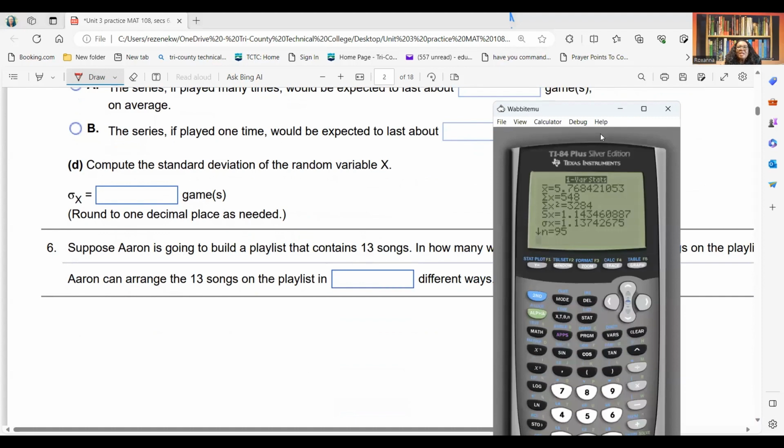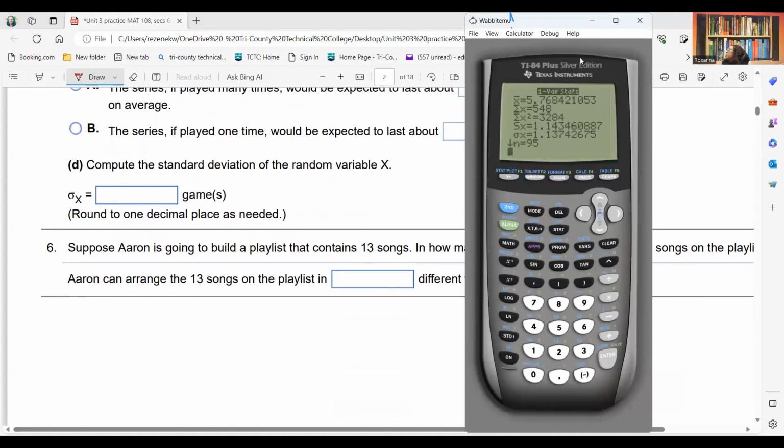In fact, some questions will ask you to find the variance. How would I find the standard deviation of this? Somebody tell me. What is the standard deviation to 1 decimal point? 1.1 is correct. 1.1 is the standard deviation.